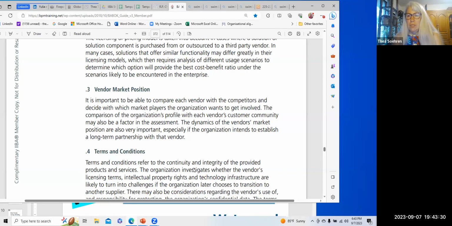So you have to think about what are their practices? How do they run their business? Is it something that you want to invite into your home?